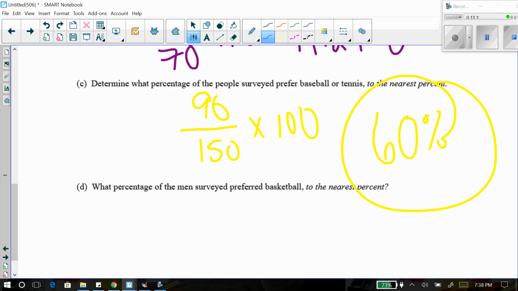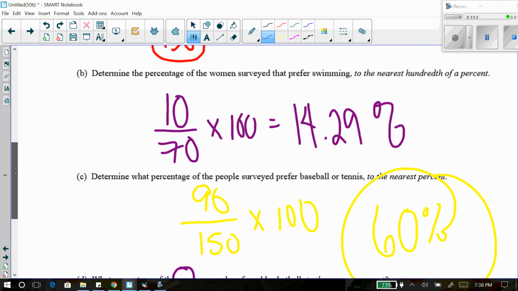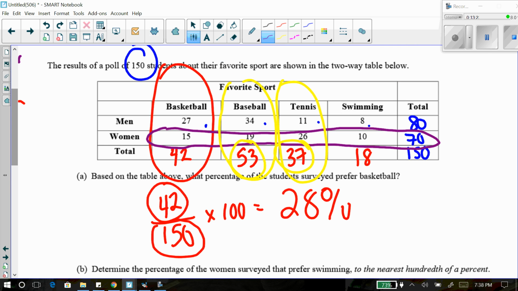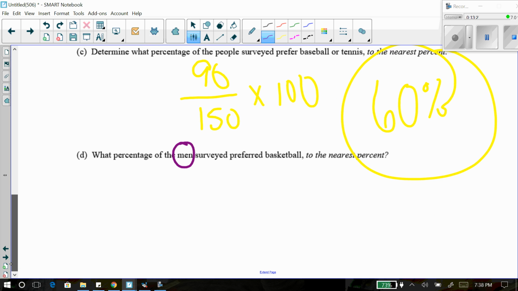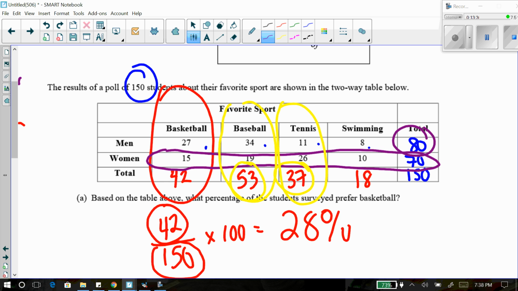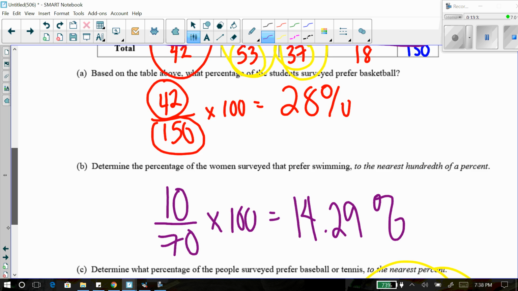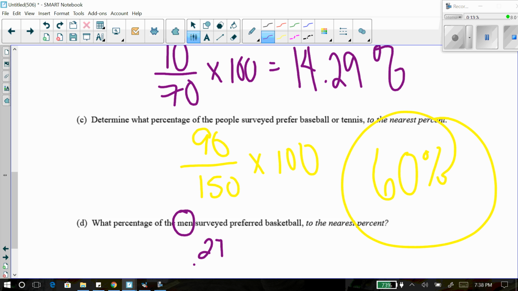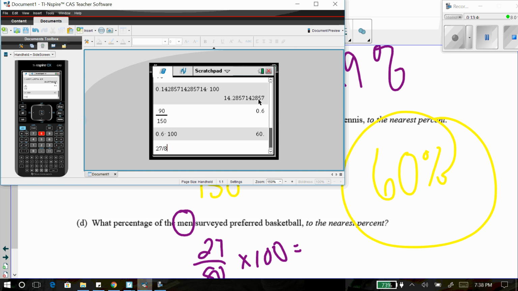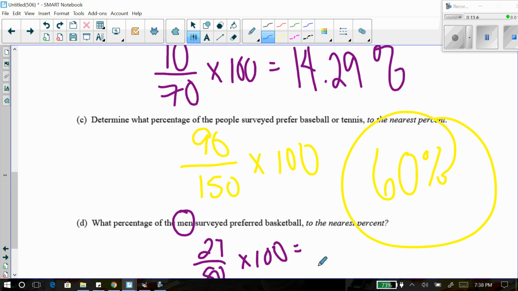And what percentage of the men surveyed? So let's go up and figure out how many men we have. 80 men. How many of them preferred basketball? So 27 out of 80 times 100 gives us what? 33.75, but to the nearest percent would be 34%.